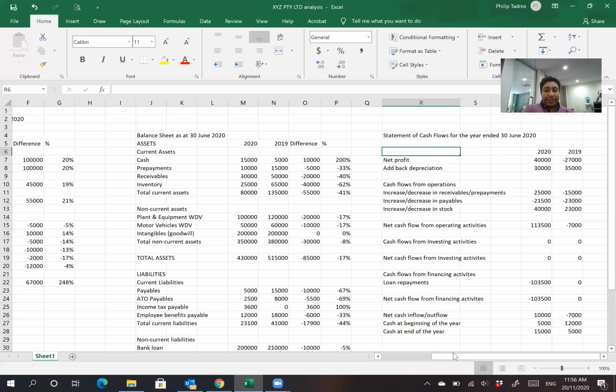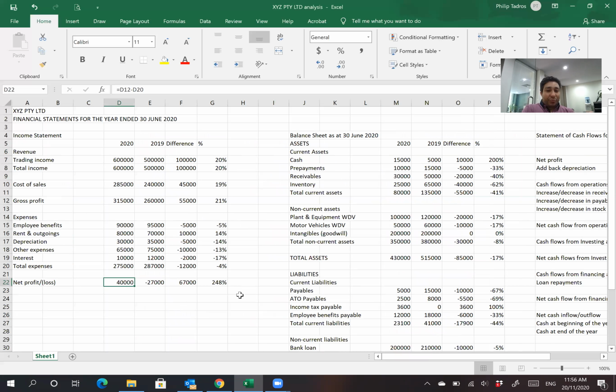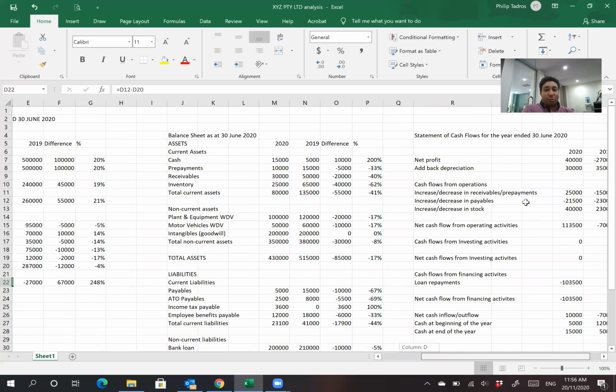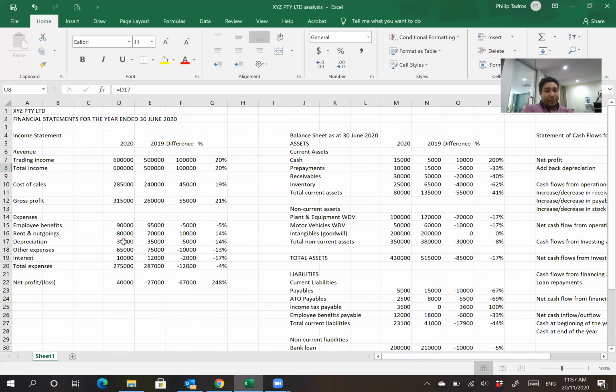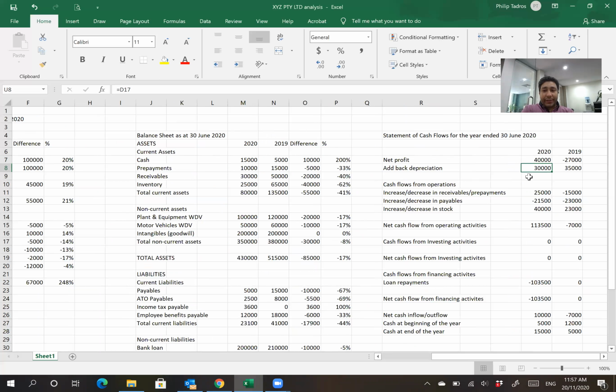So the net profit in this case, for example, is $40,000 in the income statement of XYZ. So we start off net profit, $40,000. Then we add back the depreciation and any amortization expenses if applicable. So from the income statement, the depreciation expense is $30,000. So we have a net profit 40, add back depreciation 30,000. So the real profit of the company is $70,000.